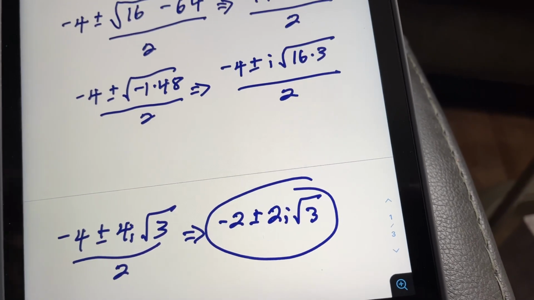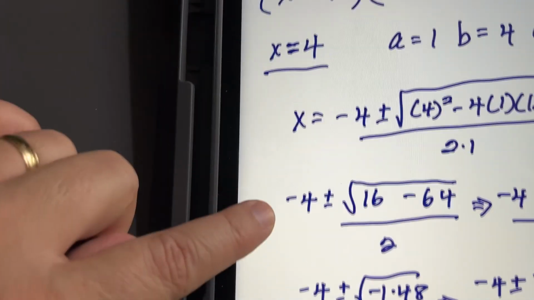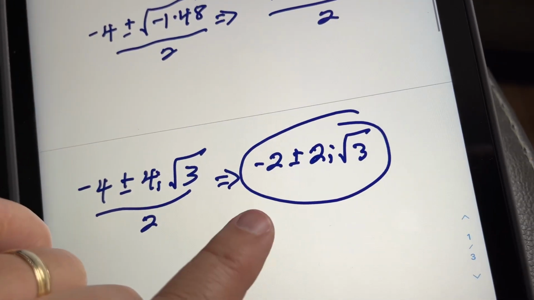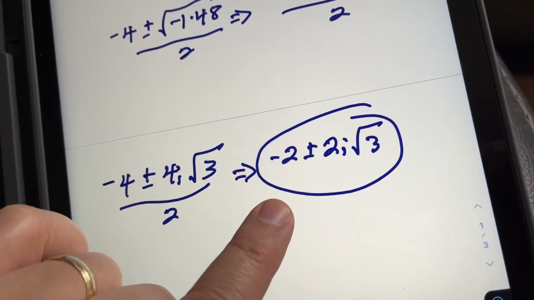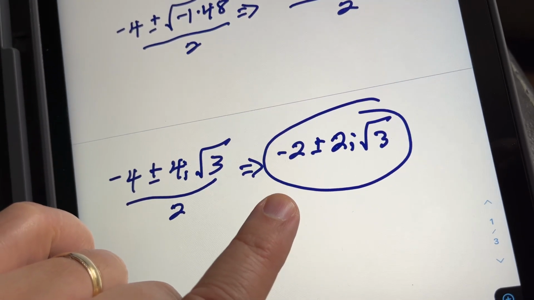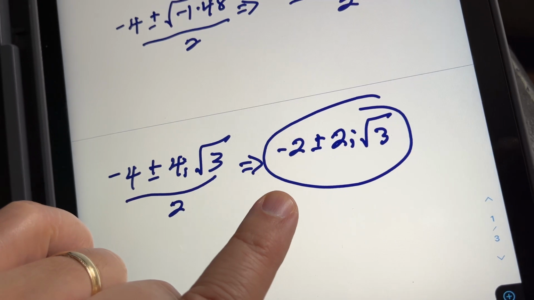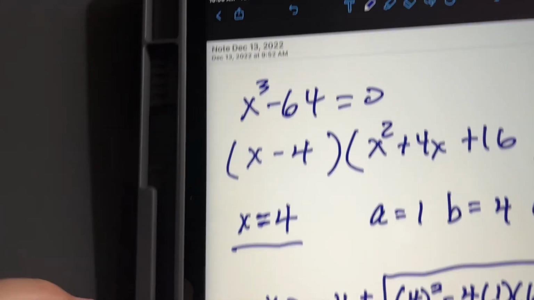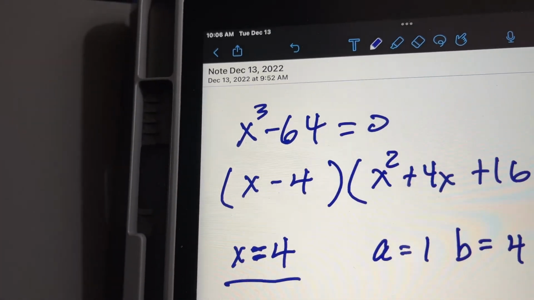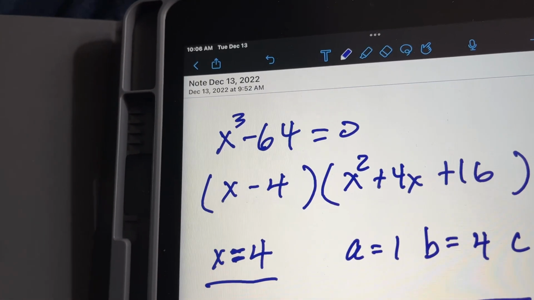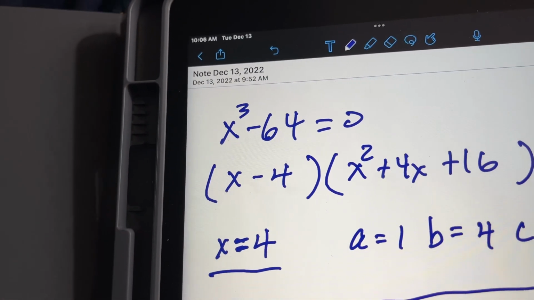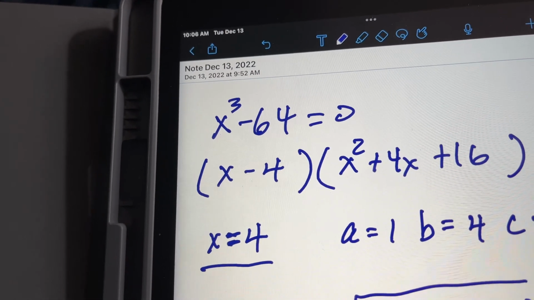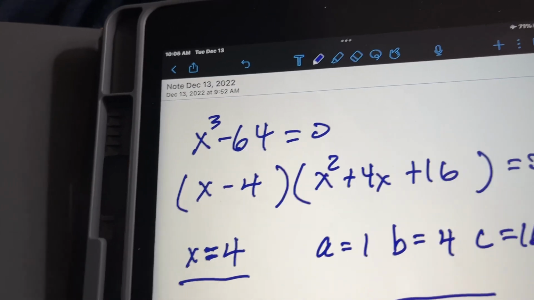So I have 3 answers here. I have 4, and then I have negative 2 plus 2i square root of 3. And then I have negative 2 minus 2i square root of 3. So there are 3 answers. And that's what we would expect because this is raised to the 3rd power. When you have something raised to the 3rd power, you should have 3 total answers. And we do have in this case. So that's how you solve an equation like that.